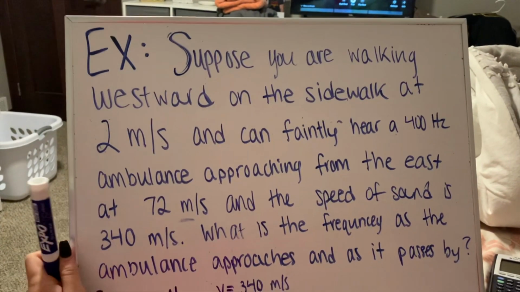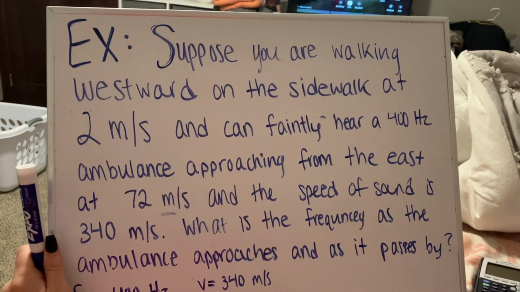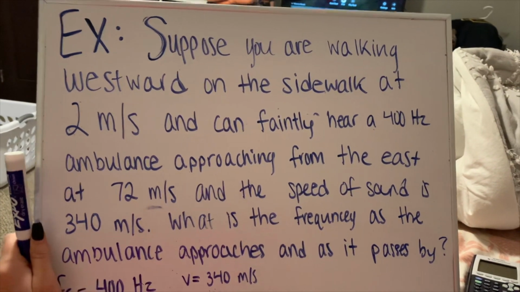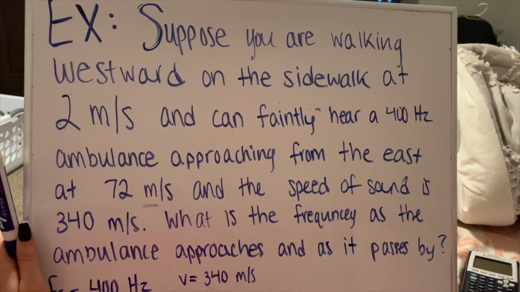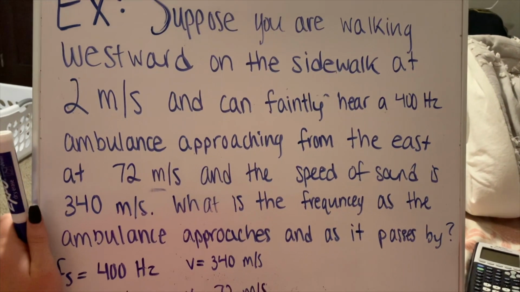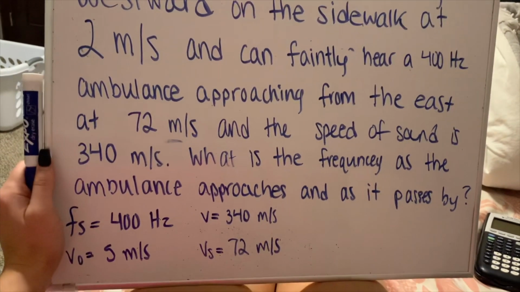Okay, this is the next example. Suppose you're walking westward on the sidewalk at 2 meters per second, and you can faintly hear a 400 hertz ambulance approaching from the east at 72 meters per second, and the speed of sound is 340 meters per second. What is the frequency as the ambulance approaches and as it passes by?